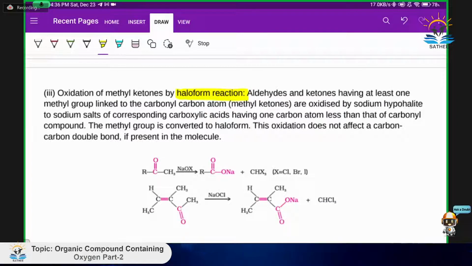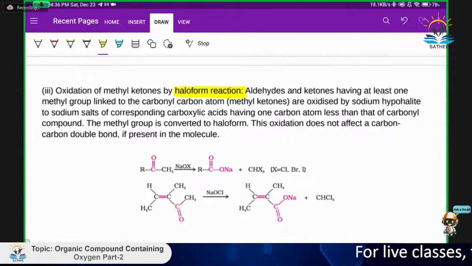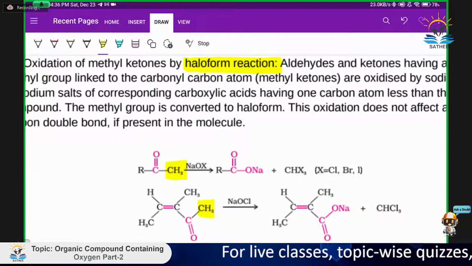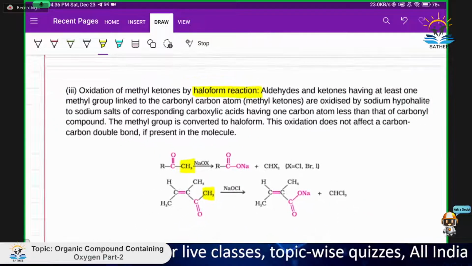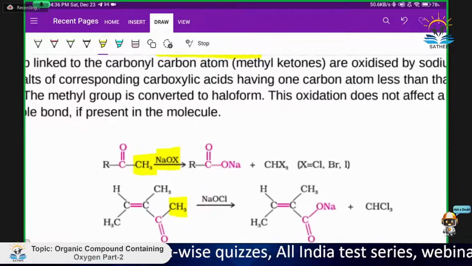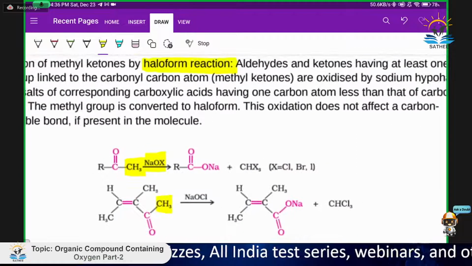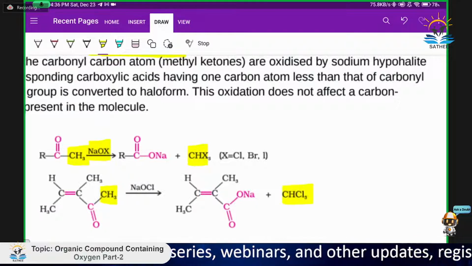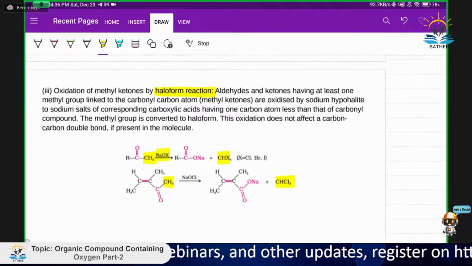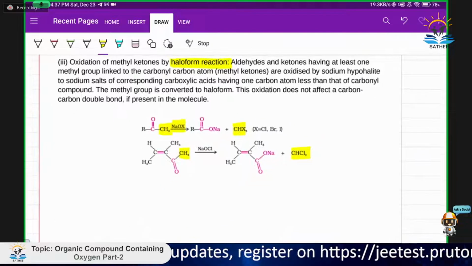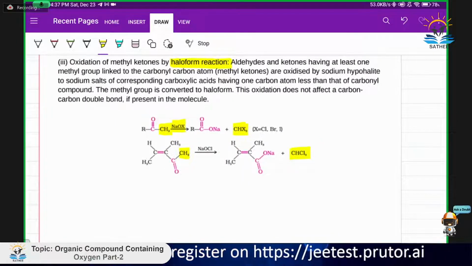Aldehydes and ketones having at least one methyl group linked to the carbonyl carbon. So the condition is there should be at least one methyl group at the end of the compound. So in ketones here, we have CH3 group attached to the CO group at the end. So we are reacting it with sodium hypohalite to form the corresponding haloform. So in this reaction, we are getting this haloform. So that will give the reaction here.